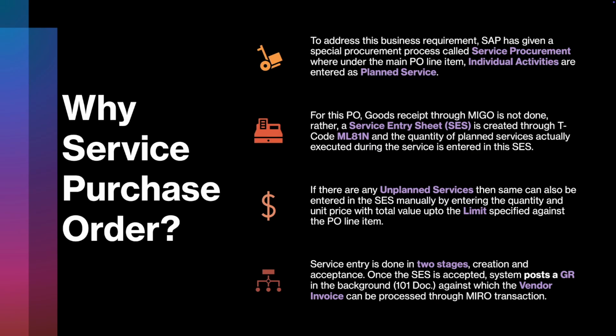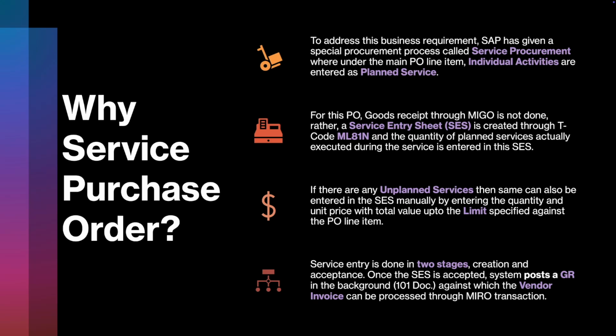So why do you use a service purchase order? As I have told you, to address the business requirement, SAP has given a special procurement process, and this process contains a provision to enter individual activities against a main purchase order line item. You use an item category, and that item category is item category D. Against that item category, if you enter a PO line item, you will have a services tab opened up against that line item, against which you can enter your individual activities, that is your planned activities.